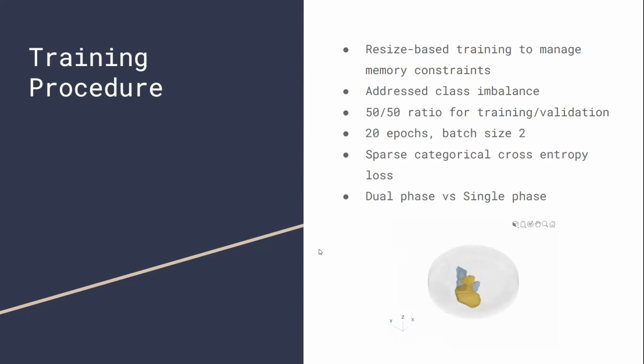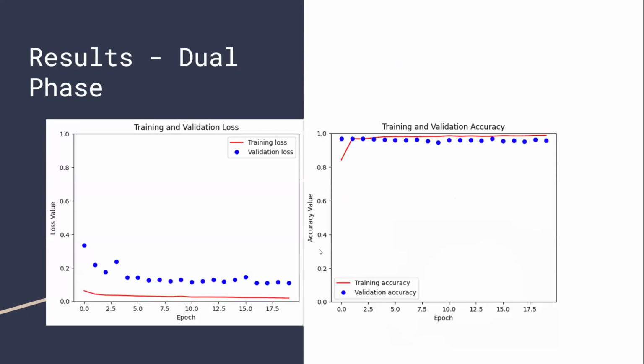And this is because, as shown in the figure below, you can see the segmentation inside the whole thing is pretty small. So I think this loss will entail that. And we use dual phase versus single phase. And here's the dual phase results.